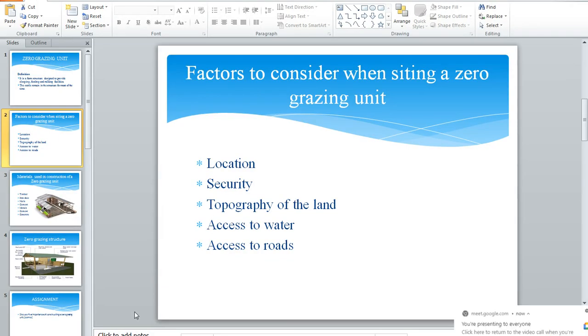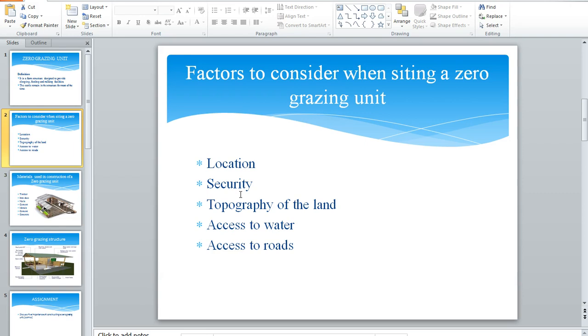So basically, when we talk of the factors that can be considered by a farmer before siting a zero grazing unit, the first one is location. When we talk of location, your farm structure should be located in a place where it can be easily reached by a person, or also it should be where it cannot be seen easily by maybe intruders or people who are just walking nearby.